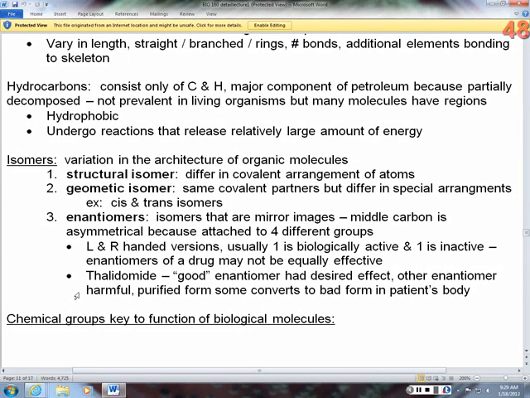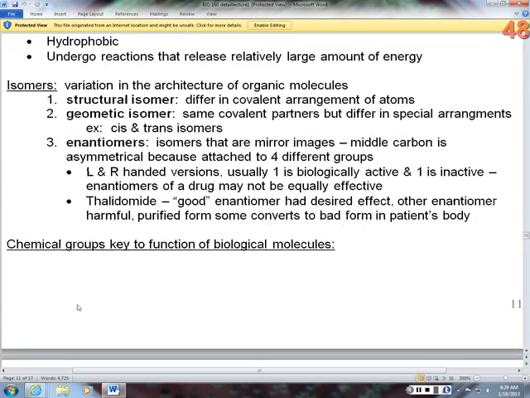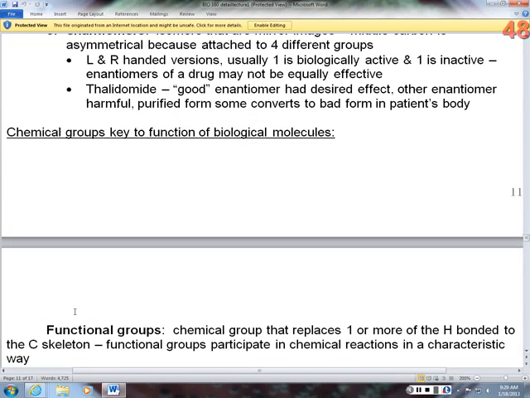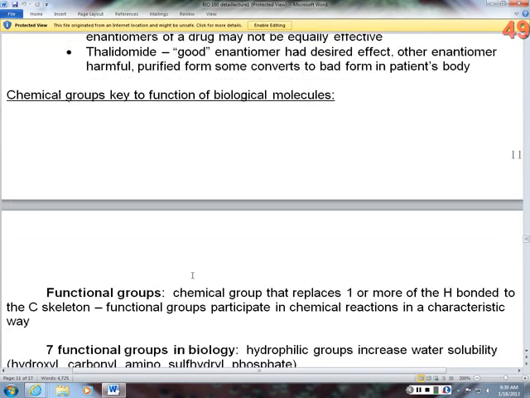What had happened is you would purify it, and the patient would take all of one form, but when it went into their body, half of it would switch to the other form, and that's where you had the problems. What they were taking wasn't actually toxic, but their body converted it to the toxic enantiomer. So think of the enantiomer as the right and left-handed version of a molecule.